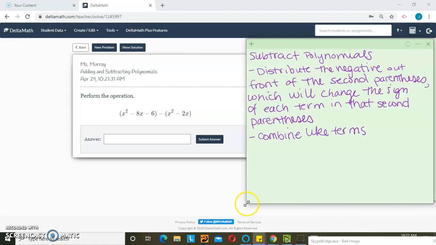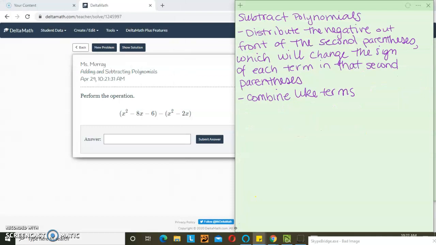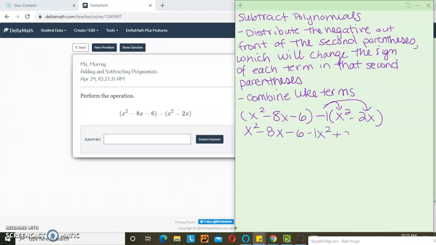Okay, so let's look at what we have here. Let me see if I can extend. Oh, there we go. So I have x squared minus 8x minus 6 minus x squared minus 2x. The first step is I have to distribute, if it helps make that a negative 1, to both terms. So I'm going to have x squared minus 8x minus 6. Then this is going to be a negative 1x squared plus 2x because it changes the sign of both of the terms inside that parenthesis.